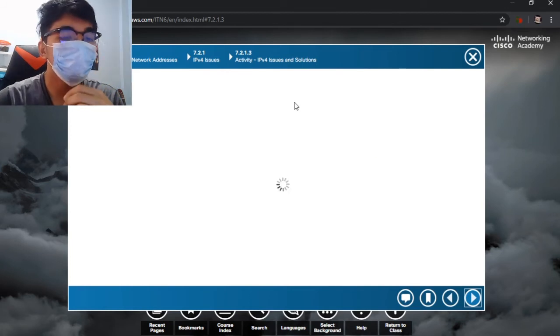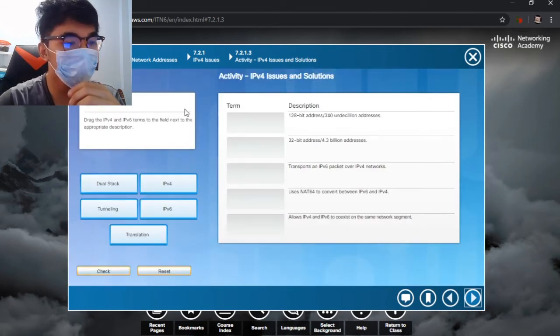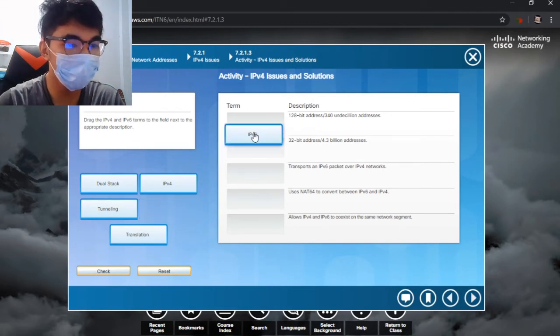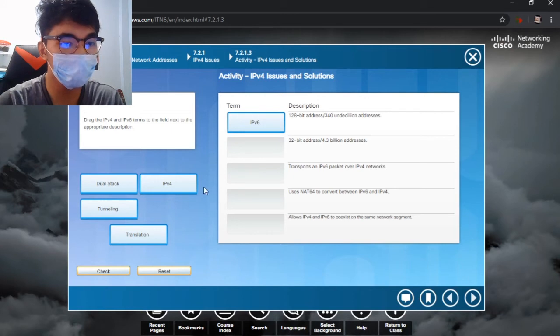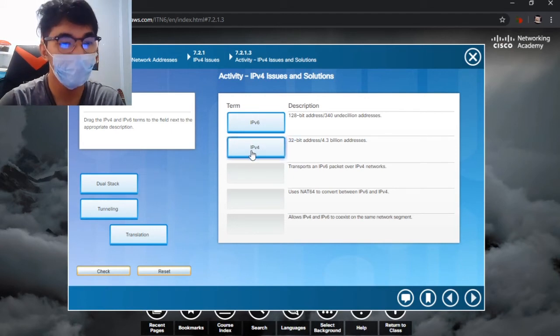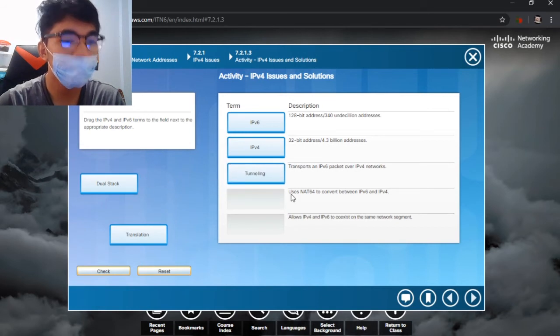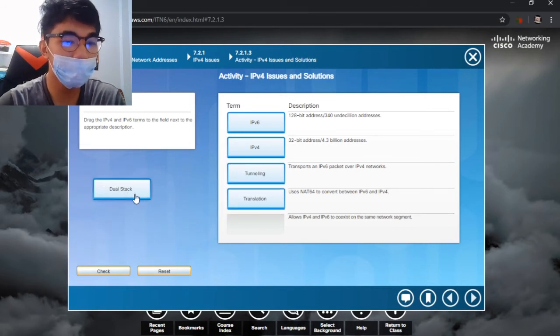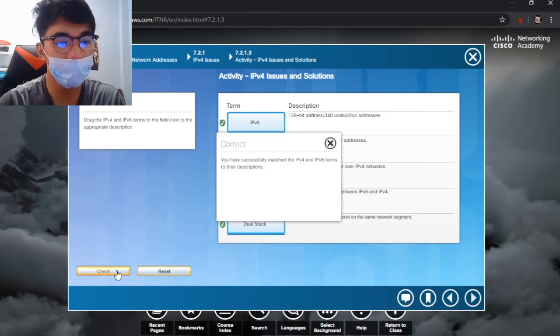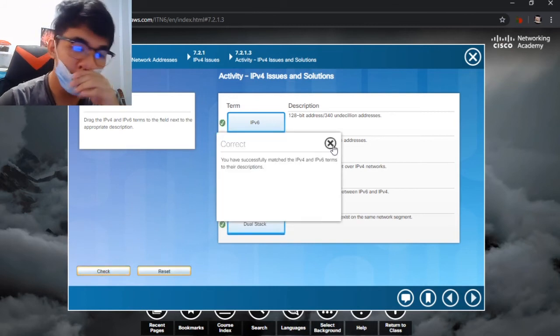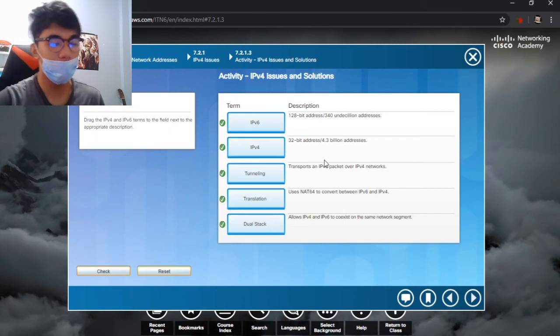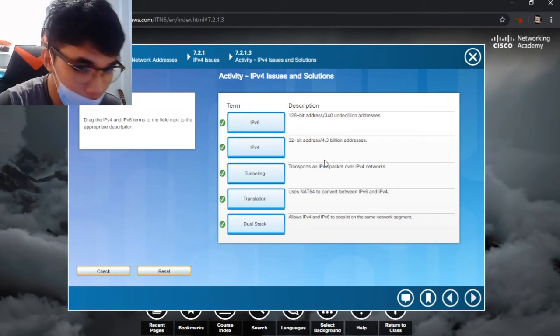After that would be an activity. As you can see, 128-bit, 340 undecillion, that would be IPv6. Then 32-bit address, 4.3 billion, that would be IPv4. Then transport an IPv6 packet over an IPv4 network, that would be tunneling. Uses NAT, that would be translation. Allows IPv4 and IPv6 segments, that would be dual stack. As you can see, it is pretty easy. Then let's proceed to another activity.